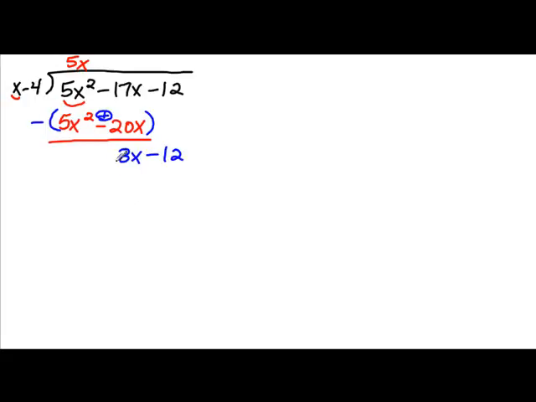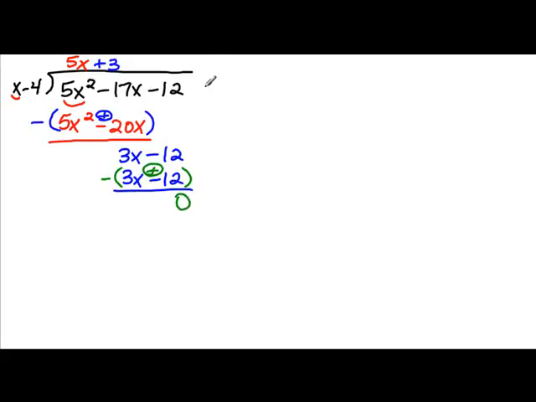Now we say x goes into 3x 3 times. So 3 times x is 3x. 3 times minus 4 is minus 12. So when we subtract, the signs will change, and what will we get as our remainder?